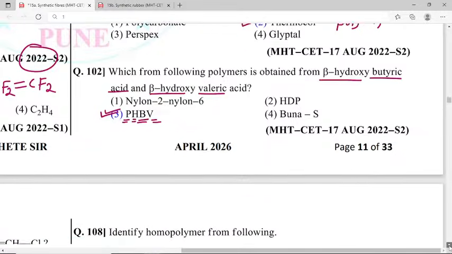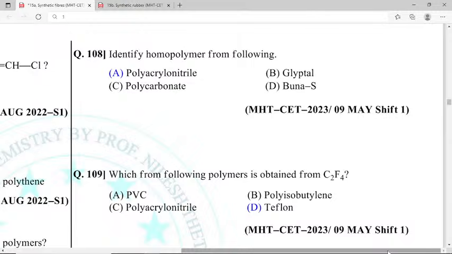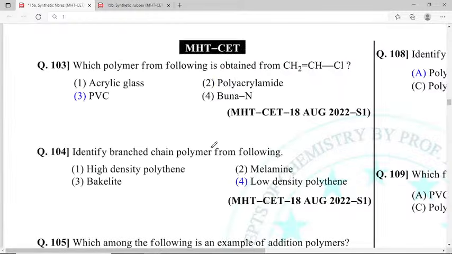Next question. Which polymer from the following is obtained from CH2 double bond CHCl? So it is called vinyl chloride. Vinyl chloride, so the answer is PVC. PVC stands for polyvinyl chloride. Polyvinyl chloride.